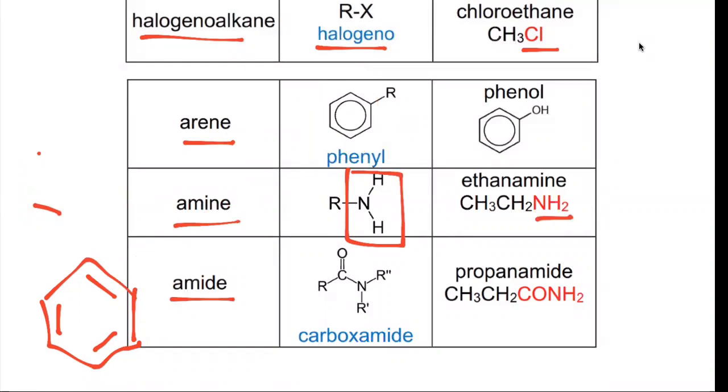And an amide will have the nitrogen, possibly with 2 hydrogens, but it will also have a double bonded oxygen. So it looks like this, O and then NH2. So if it's got just the NH2, it's an amine. If it's got the NH2 and a double bonded oxygen coming off the same carbon, that would be an amide. And the functional group on that last one is called a carboxamide.